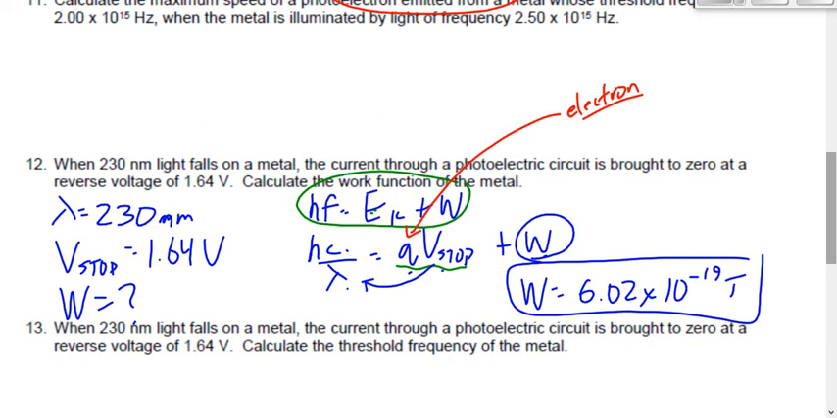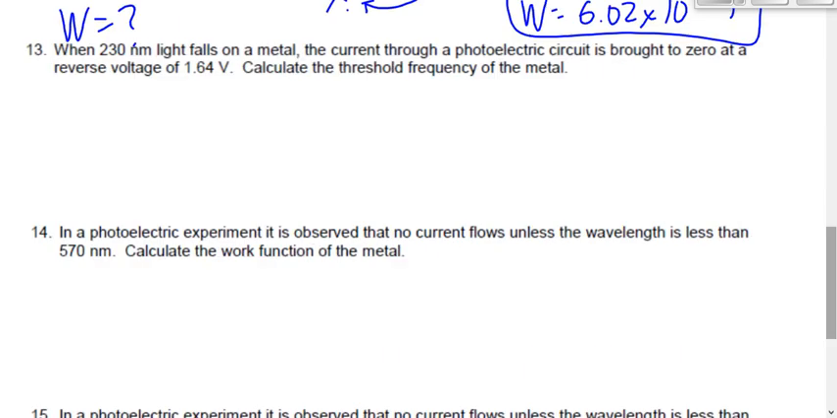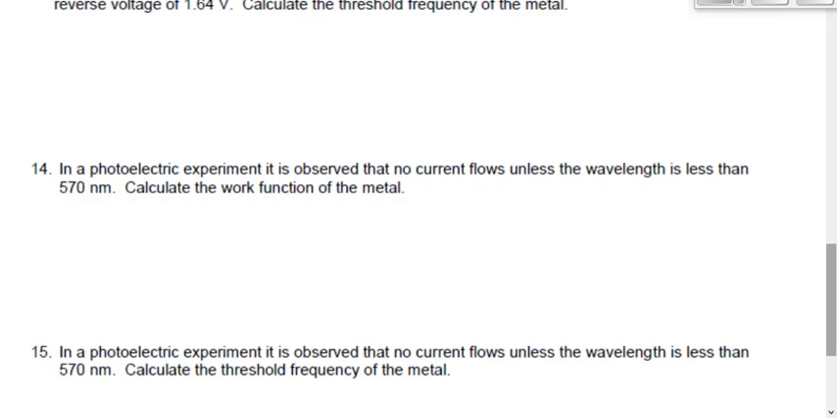All right, and the last question we have to do here is number 14. It says, in a photoelectric experiment, it is observed that no current flows unless the wavelength is less than 570. What do you think they're giving me right there? Nothing's going to happen unless the wavelength is less than 570. Yeah, that's not just lambda. That's lambda max. You've got to be below that. That's the maximum possible wavelength.